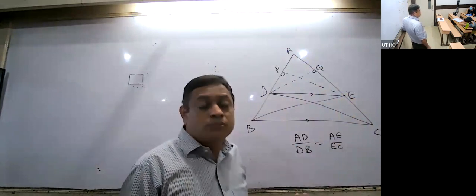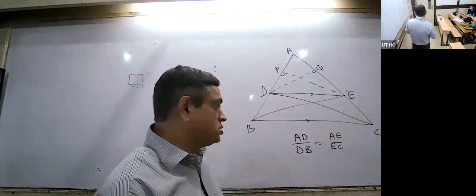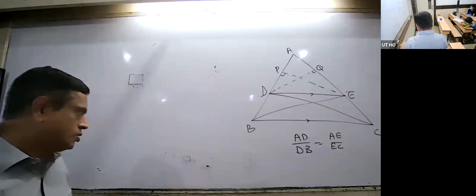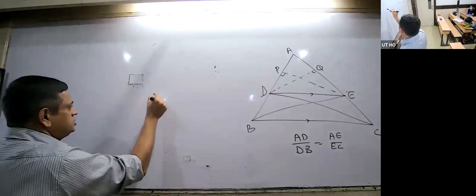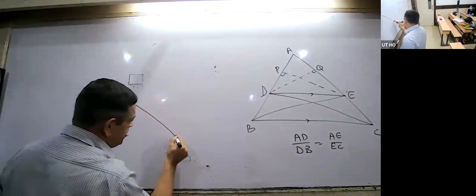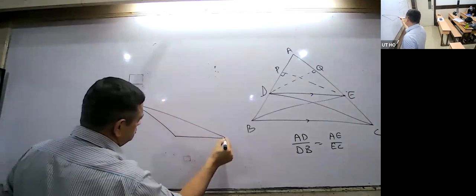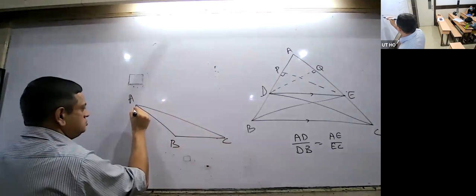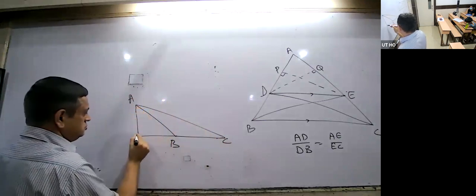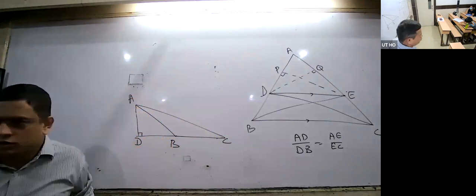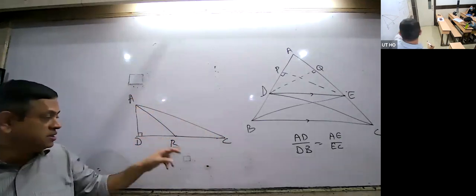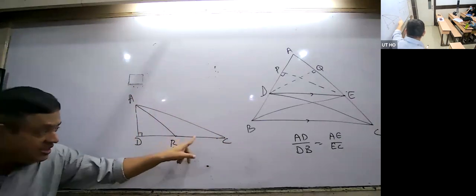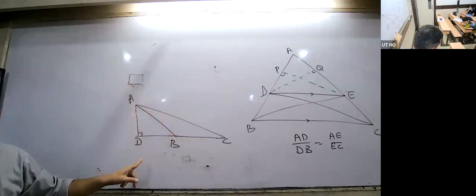Okay. Now I'm going to tell the proof. Before telling the proof, I need to explain a certain one. You know what the area of a triangle is? What is the area of a triangle? Okay, if I take the triangle this way, what is the area of triangle ABC? Half into base into height. What is the base over here? BC. BC into AD.